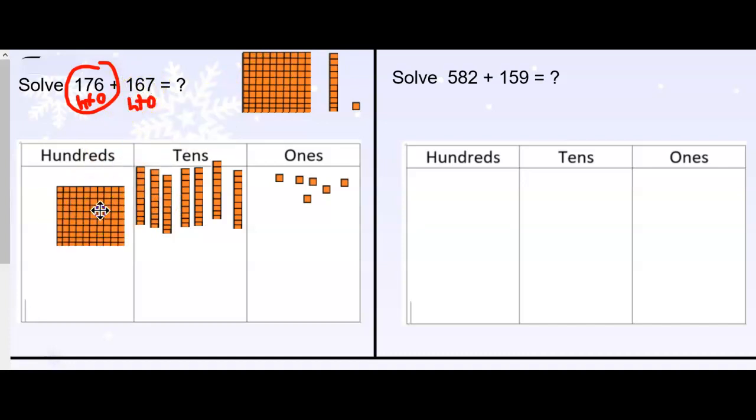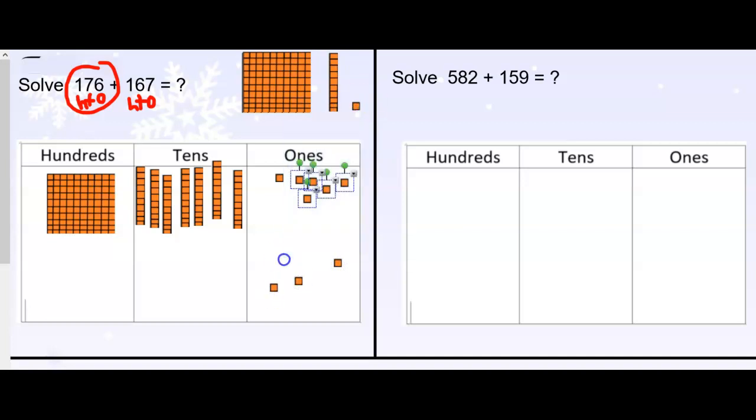Now, since we're adding, we're going to add more base 10 blocks to our mat. Starting with the ones, first we have 7 ones, and we'll put our next number at the bottom here. Help me count 7 ones. 1, 2, 3, 4, 5, 6, 7. Great job.